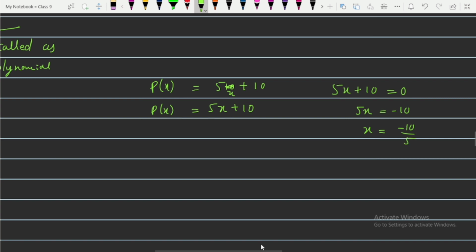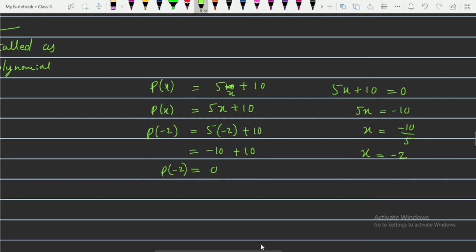Minus 10 upon 5 is minus 2, so x equals minus 2. Now when I put p of minus 2 here, let's see what value we get. 5 into minus 2 plus 10. 5 into minus 2 is minus 10, plus 10. Minus 10 plus 10 is 0. So p of minus 2 is 0.